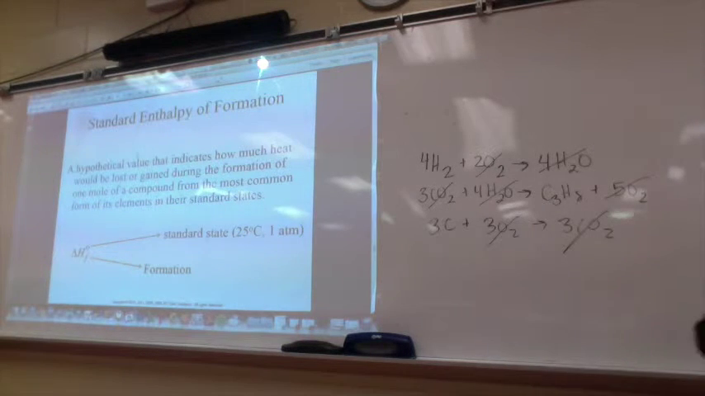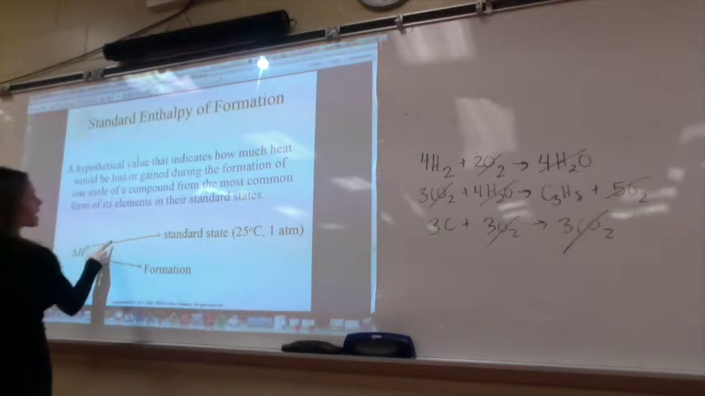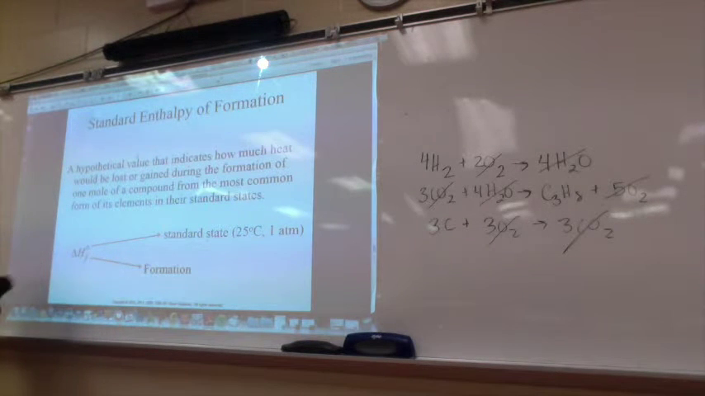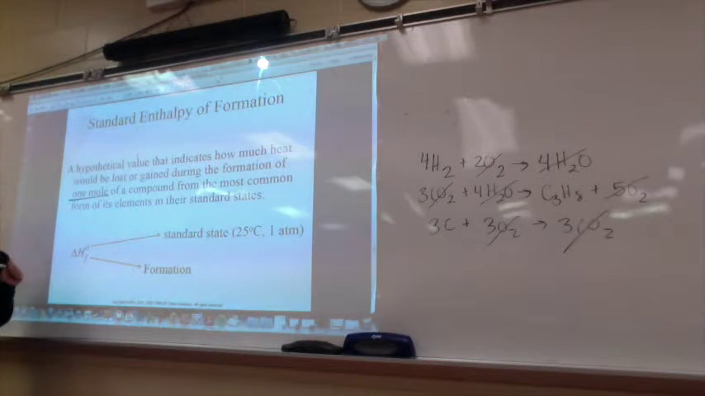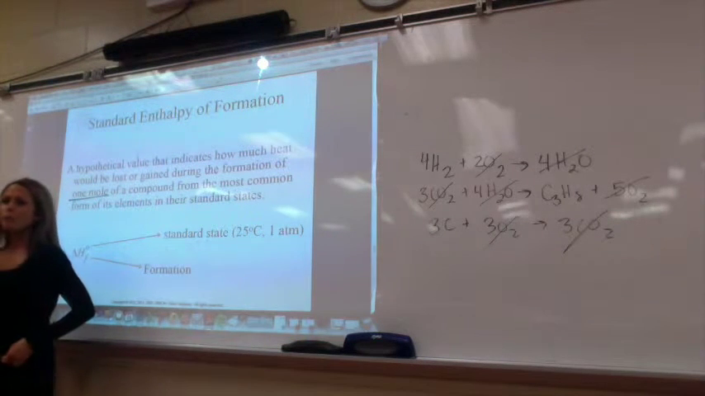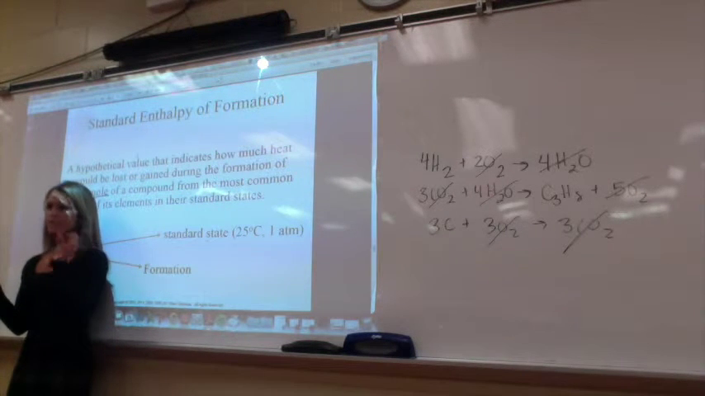So when you see something in standard state, this is going to have this little naught symbol here. And what this means is that it's a hypothetical value that indicates how much heat would be lost or gained during the formation of 1 mole of a compound from the most common form of its elements in their standard state.